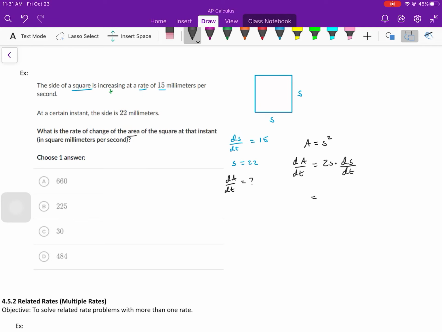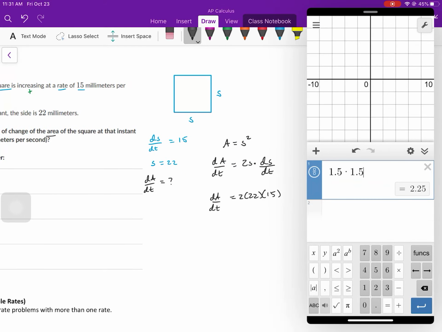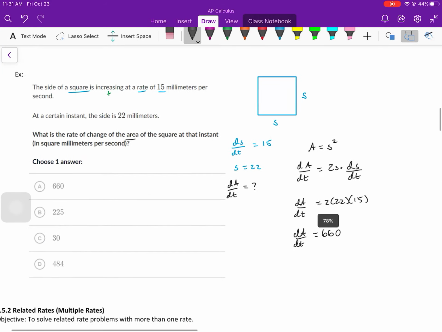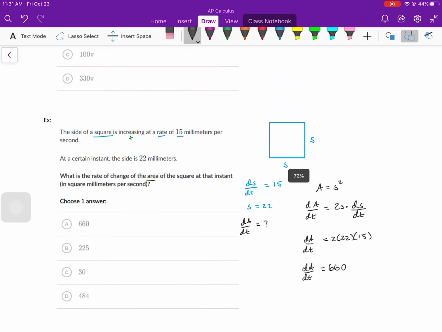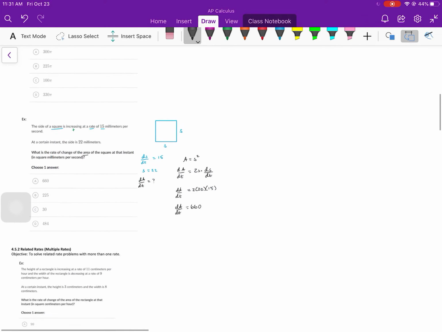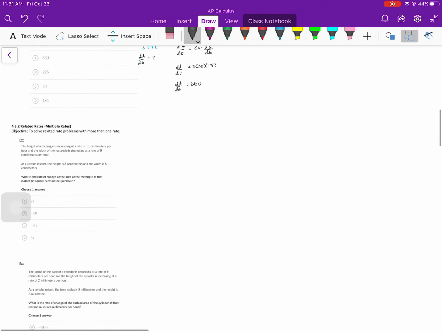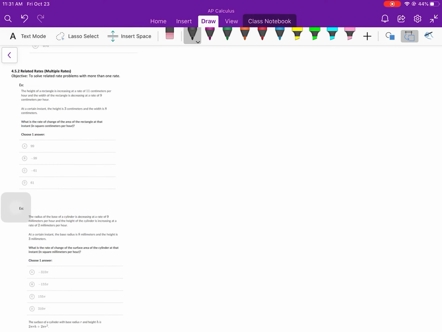And then we just plug in our known information. So 2 times 22 times 15. You guys should know how to calculate that by hand. If you already do, no reason to work hard. You can just use the calculator. And there you go. That's the idea of the assignment. It's not too bad. This is a great introduction. If you get this down, all that's going to happen is we're going to get a little bit more difficult each time.